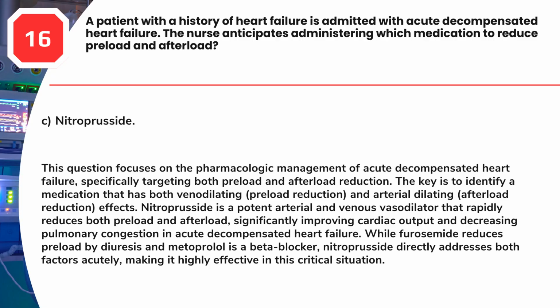Nitroprusside is a potent arterial and venous vasodilator that rapidly reduces both preload and afterload, significantly improving cardiac output and decreasing pulmonary congestion in acute decompensated heart failure. While furosemide reduces preload by diuresis and metoprolol is a beta blocker, nitroprusside directly addresses both factors acutely, making it highly effective in this critical situation.